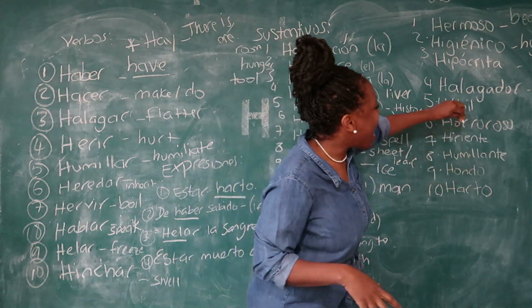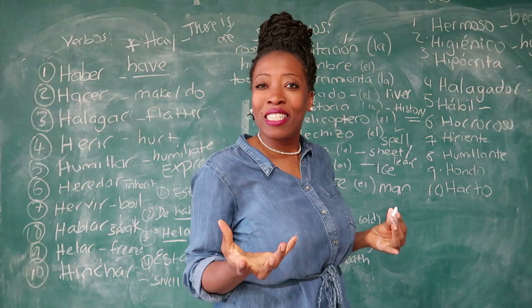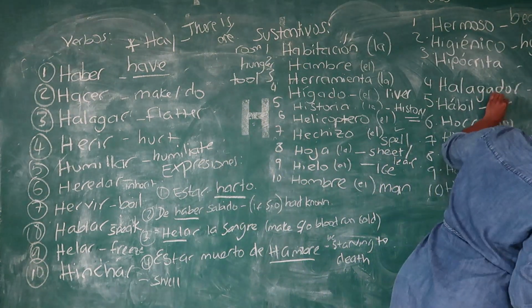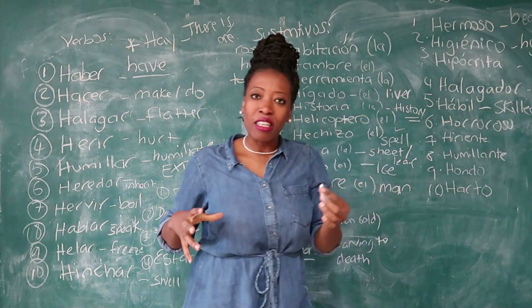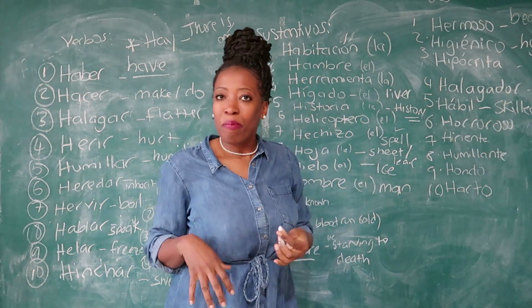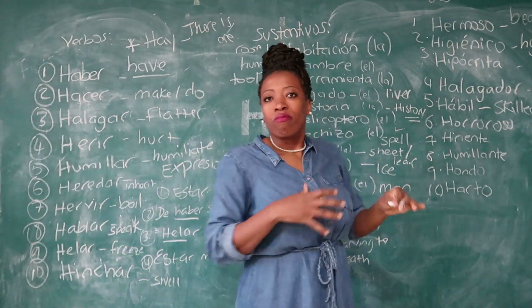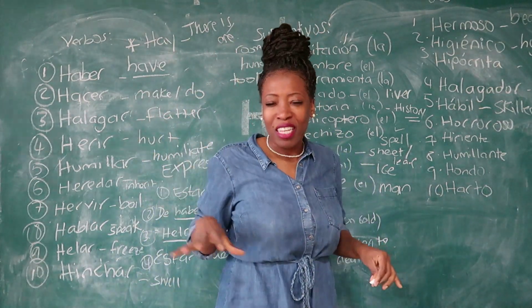Right, okay. Hábil is to talk about someone who is skilled or skillful. Okay, skilled. You're skilled in something, or you're skillful at something. We'd say, eres una persona muy hábil. Okay, right. Horroroso. La película fue horrorosa.